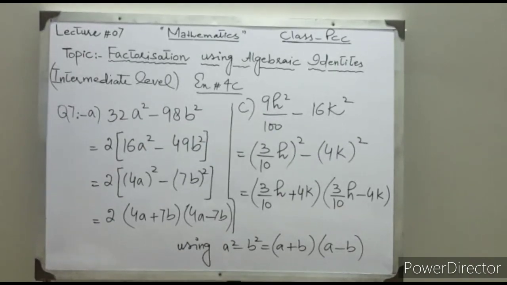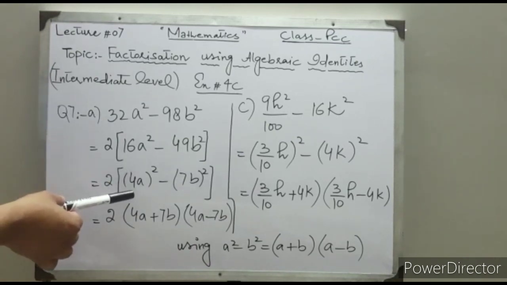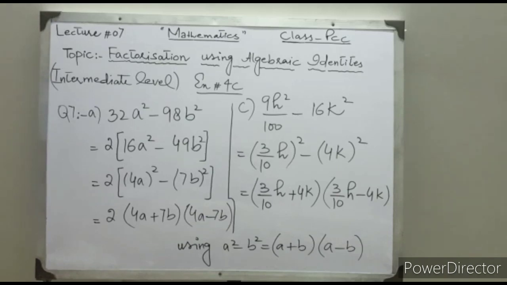Students, question number 7, part A. 32a square minus 98b square. The first tool for factorization is to check whether there is something common or not. Just like in this question, we have 2 common. The remaining expression will be 16a square minus 49b square. 16a square can be written as 4a whole square and 49b square as 7b whole square.